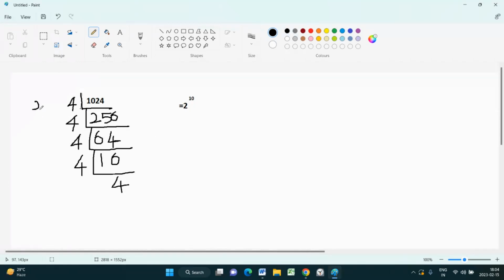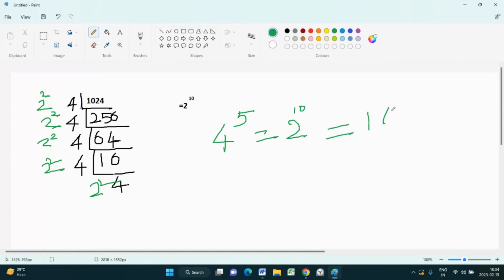This is 2 square. This is 2 square. This is again 2 square. This is 2 square. And again this is 2 square. So 4 to the power 5, which is nothing but 2 to the power 10, which is equal to 1024.